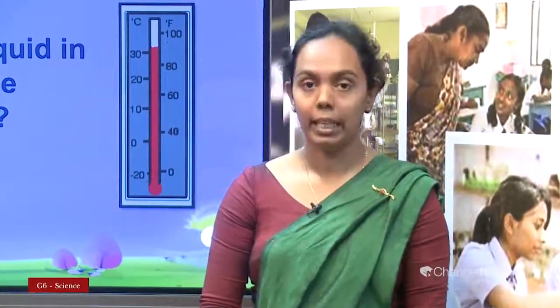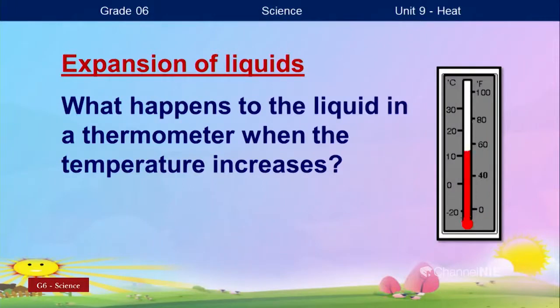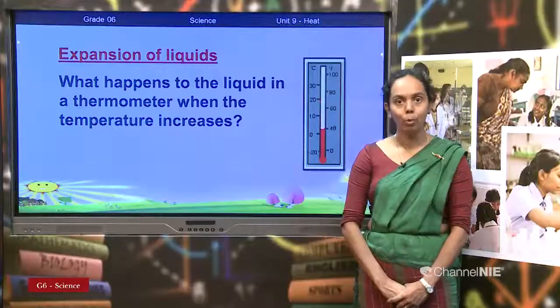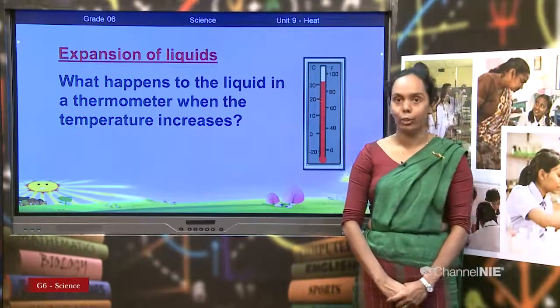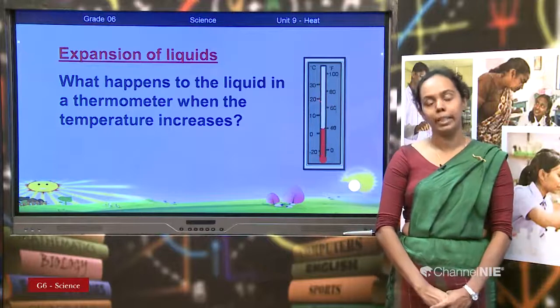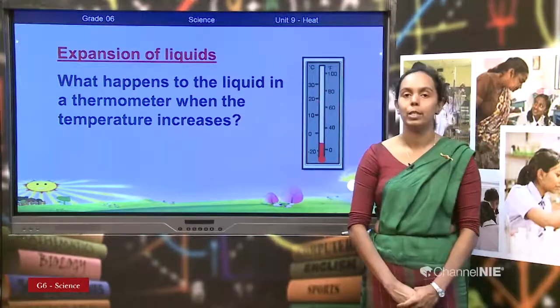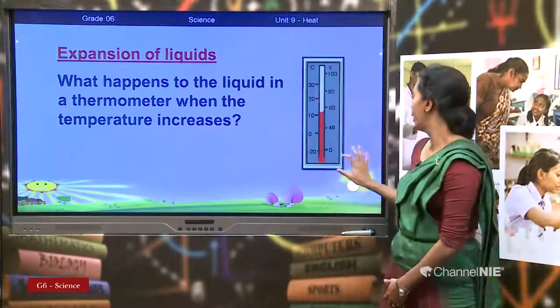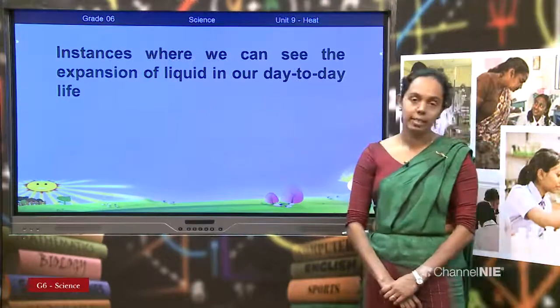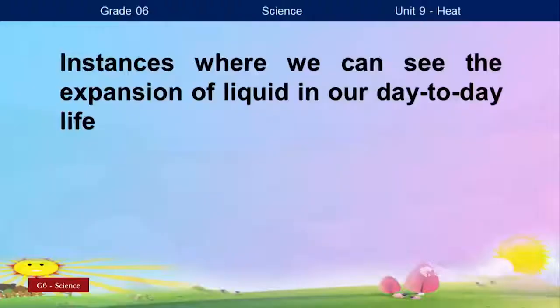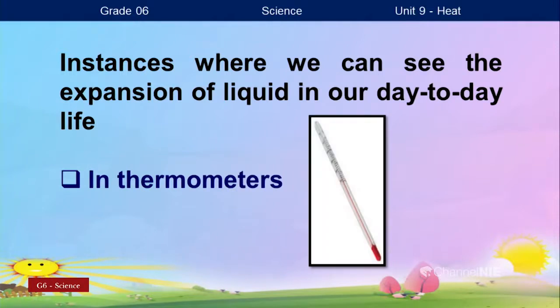You know, this bulb of the thermometer is filled with liquid. When we are supplying heat, the liquid inside the bulb of the thermometer absorbs the heat. After absorbing heat, the liquid increases in volume. An increase in the volume of a liquid we call liquid expansion. Here you can see the expansion of liquid. Now we will see instances where we use expansion of liquid in our day-to-day life. Now already you know in thermometers we use expansion of the liquid.